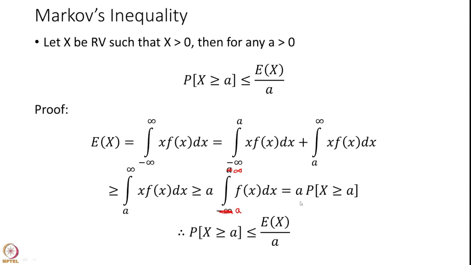And therefore, we have the expected value of x is greater than or equal to a multiplied by the probability of x greater than or equal to a. I hope I said expected value of x and not expected value of a. So, it is the expected value of x which is greater than a times the probability of x greater than or equal to a, and which proves the inequality.